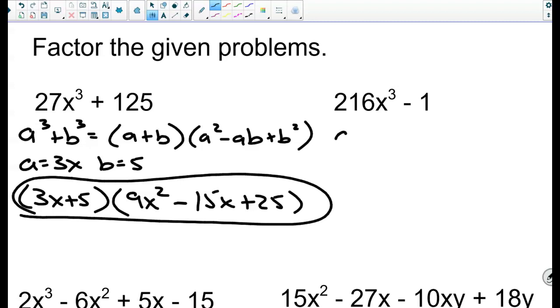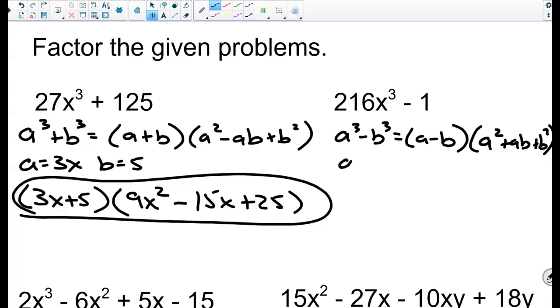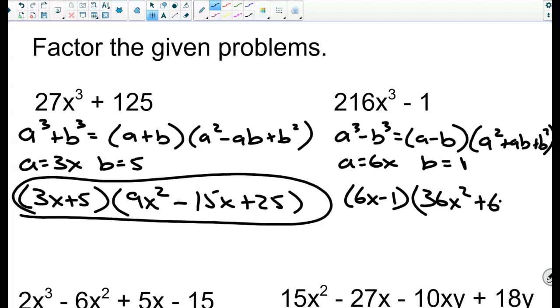Here, a cubed minus b cubed equals a minus b, same sign, a squared plus ab plus b squared. My a in this case is 6x, my b is 1. So it's 6x minus 1. Quantity 6x squared is 36x squared, plus a times b, 6x times 1 is 6x, plus 1 squared is simply 1.